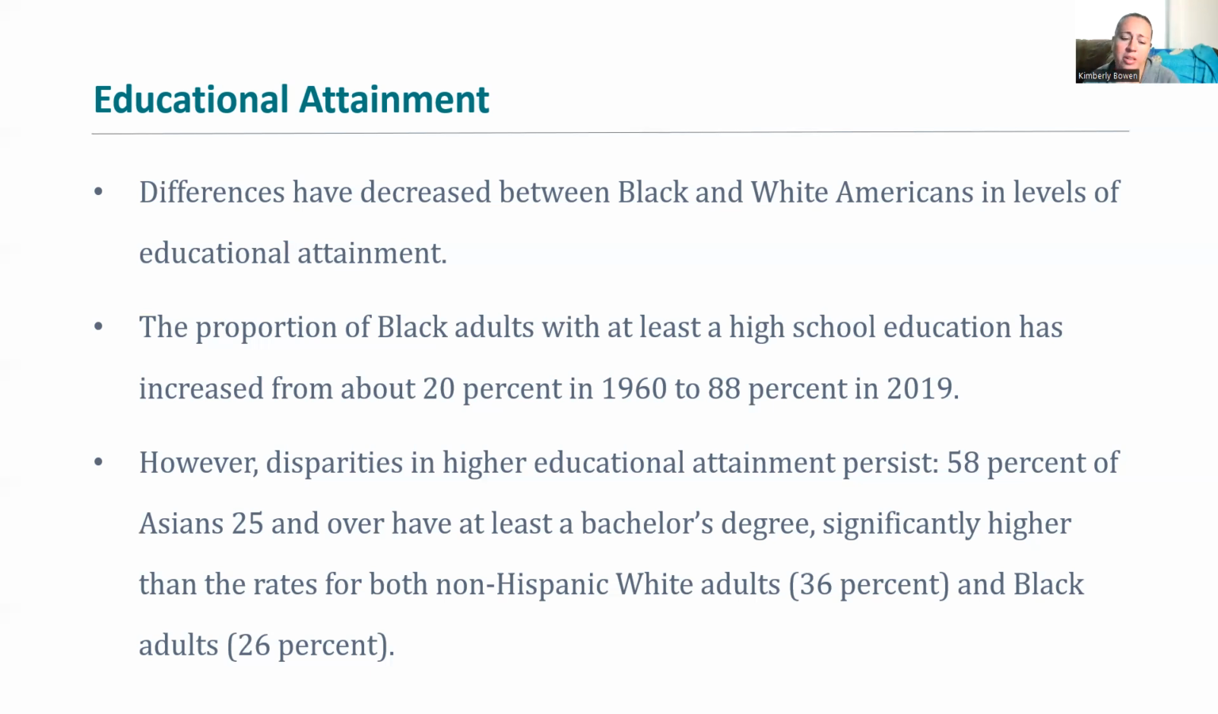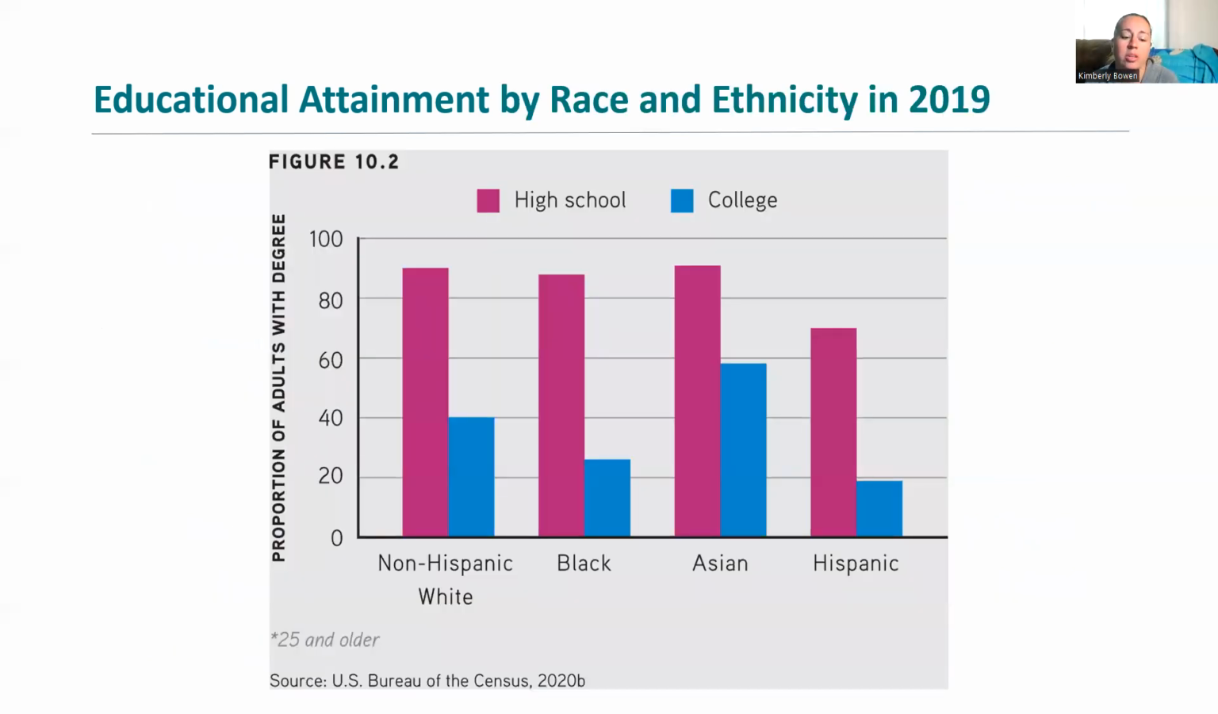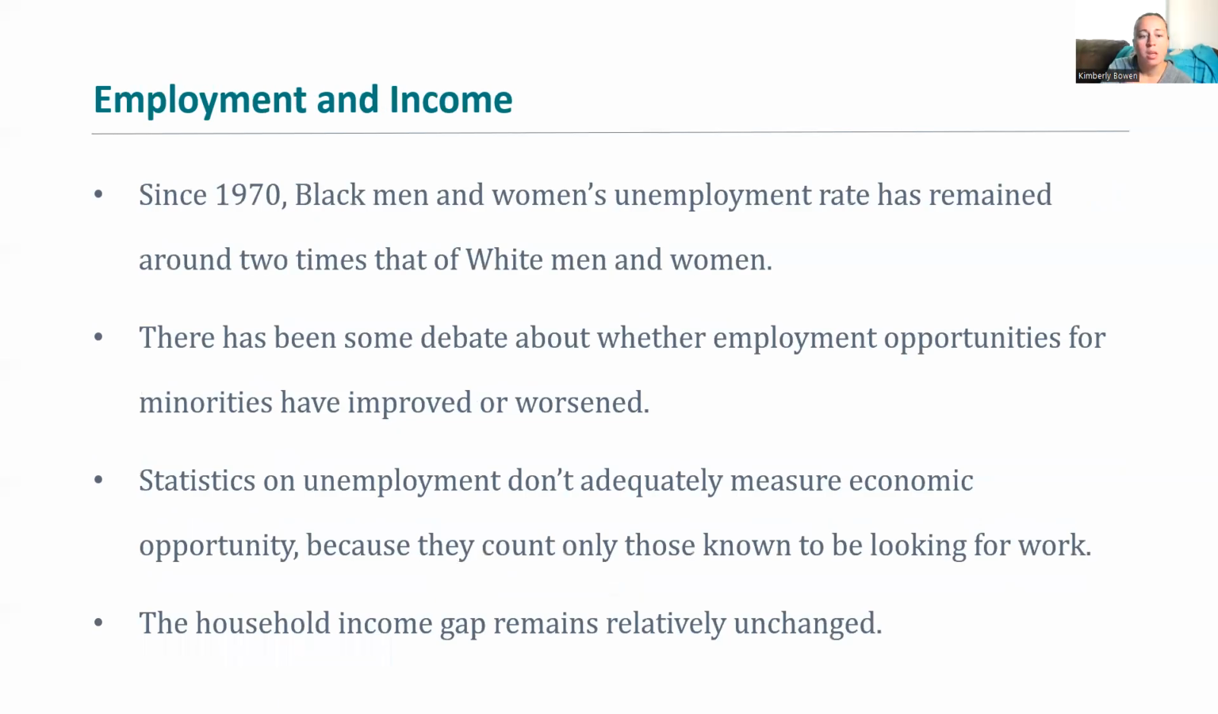However, disparities in higher education attainment persist. 58% of Asians 25 and older have at least a bachelor's degree, significantly higher than the rates for both non-Hispanic white adults, which is 36%, and Black adults, which is 26%. So when you look at, and again, some of these are viewed in some of your charts here.